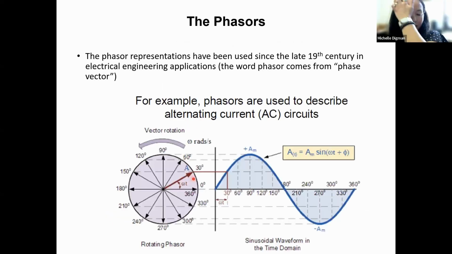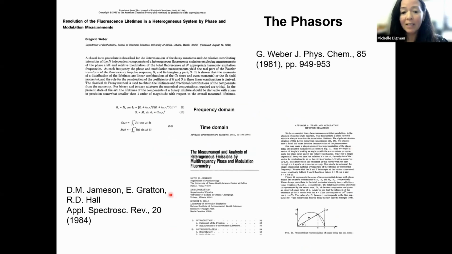Now, the phasors has kind of a long history. It's been used a lot in electrical engineering. This is an example of an AC current transformed into this rotating phasor or vector. But the first folks who used the phasors were Gregorio Weber, where here he derived that S and G coordinate that I showed you earlier on our lifetime transformation.